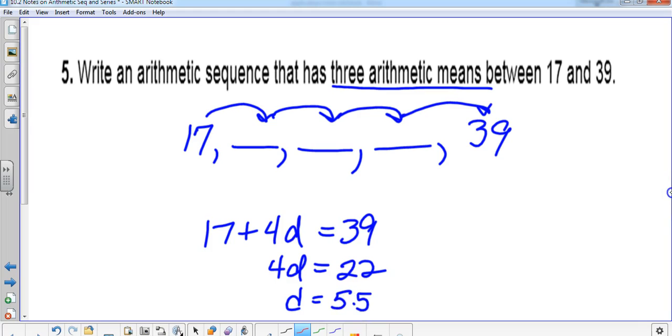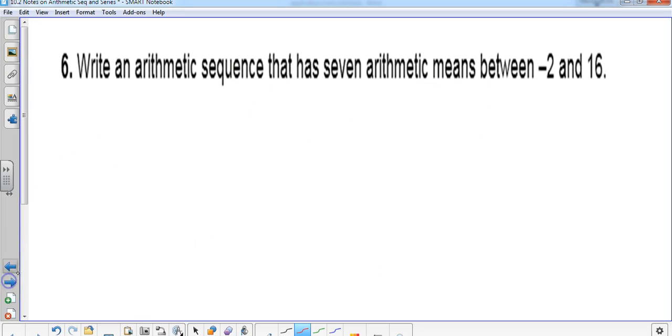So let's check if this works. If we add 5.5, we get 22.5. If we add 5.5, we get 28, and 5 more is 33.5. 34, and 5 more is 39. Yes, it checks. Okay. Everybody all right? That's arithmetic sequence. This one is kind of painful.